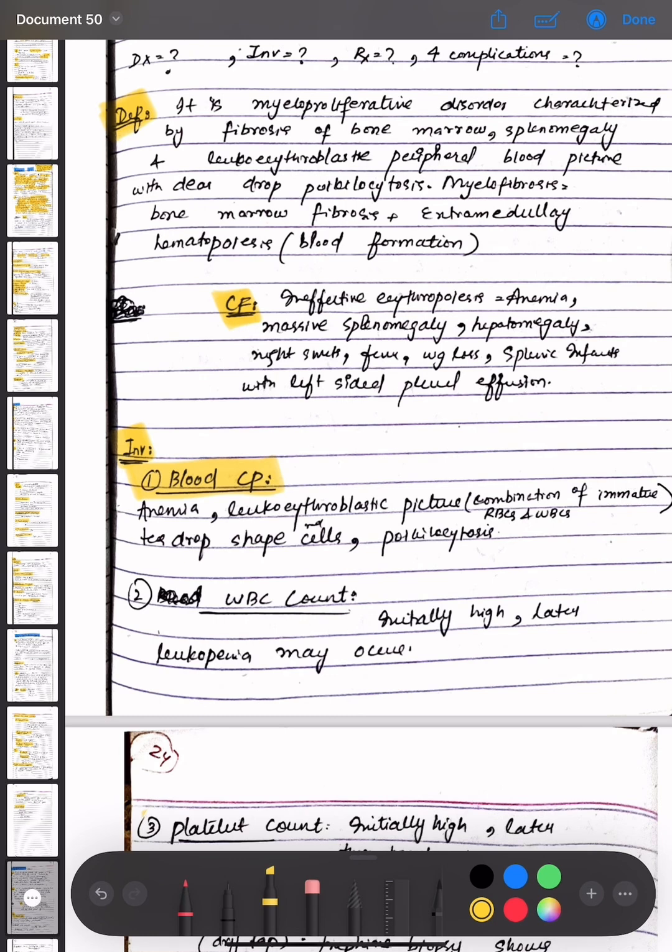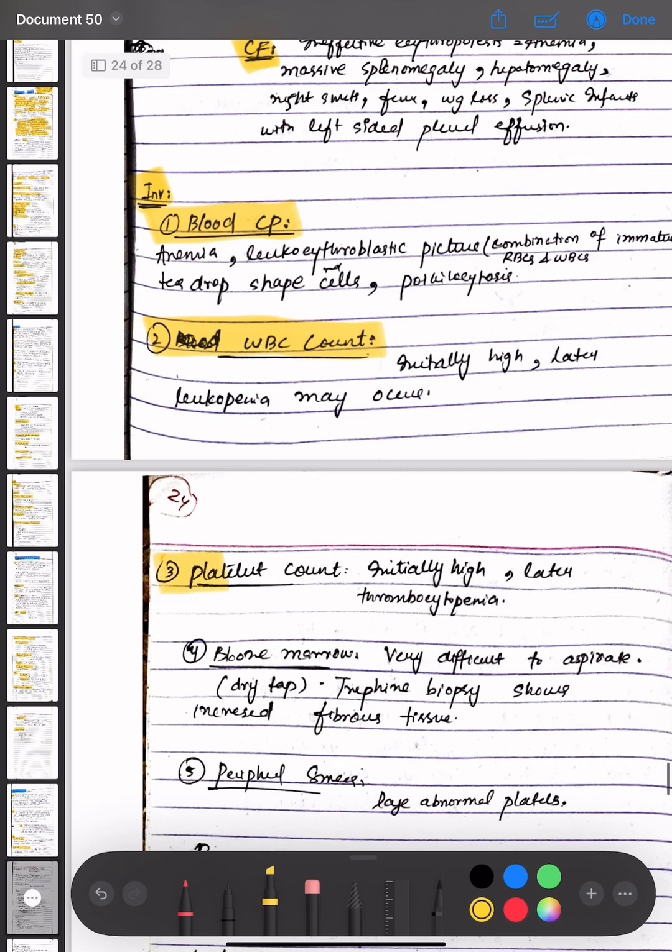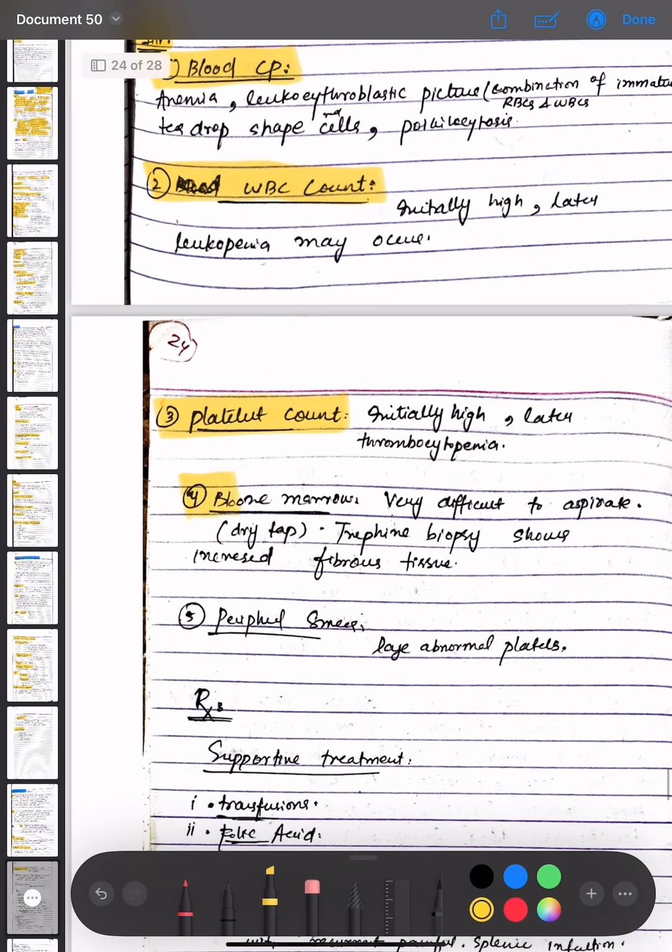The investigation options are blood CP for anemia and a leukoerythroblastic picture, that is a combination of immature RBCs and WBCs, and teardrop shaped red cells and poikilocytosis. WBC count is initially high, later leukopenia may occur. Platelet count is initially high, and later thrombocytopenia occurs. Then bone marrow is done. It is very difficult to aspirate, a dry tap, and trephine biopsy shows increased fibrous tissue. Peripheral smear is done for large abnormal platelets.